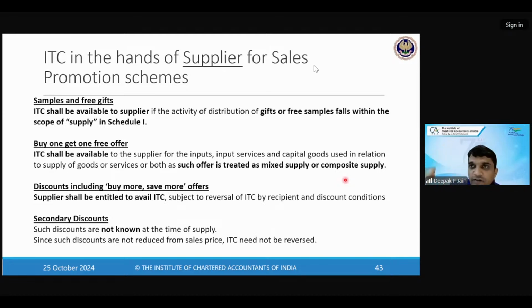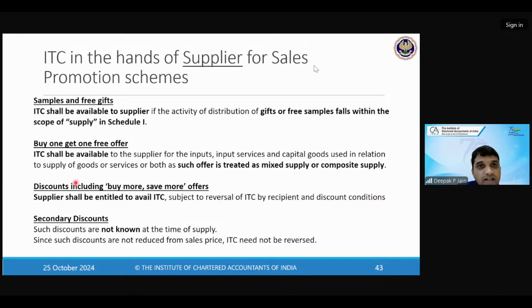Which means if one bottle is being sold for 50 rupees plus one is given, the seller has decided in his mind that the cost for this is 25 for me from a selling perspective. So when they are bundling it together, it is a mixed supply. It means I am only giving the two products at the price of one. I'm not giving one and giving the other one free. When they're giving one plus one, it means the price of both the products is one. So there is a consideration. So ITC reversal is not required.